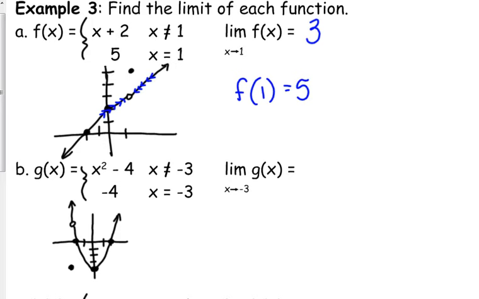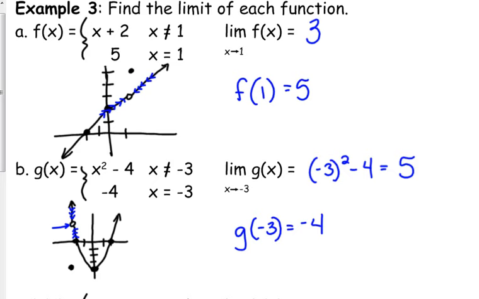Okay? So as we are approaching negative 3 from the right and from the left, following the graph, our y values are headed to whatever should be there at that hole. Well, how do we figure out what should be at that hole? We plug it into the quadratic. Negative 3 squared minus 4, 9 minus 4 is 5. Now, g of negative 3 is negative 4, but we plug it into the other piece to figure out where our function is headed. The hole is at negative 3, positive 5. That point right there is the point negative 3, positive 5.